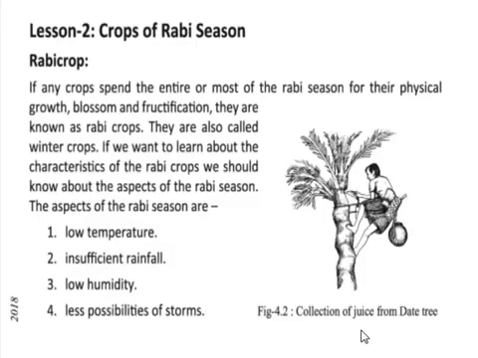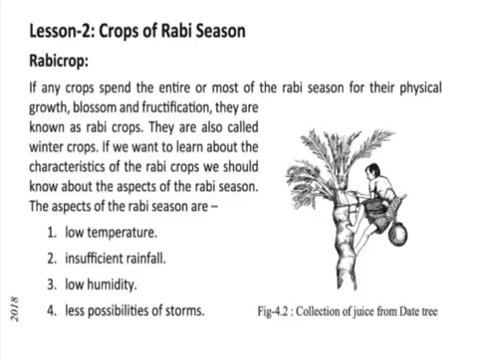If any crops last the whole duration of the Rabi season for their physical growth. Physical means bodily, and growth means the process of increasing in size. Blossom means the state or period of flowering. And fructification means the process of fructifying. What do you mean by fructifying? It means to make something fruitful or productive.